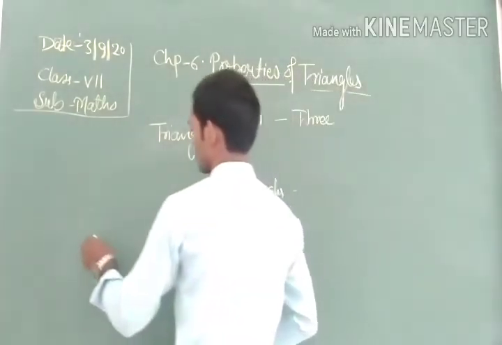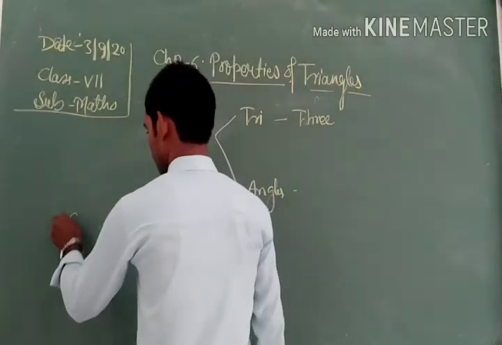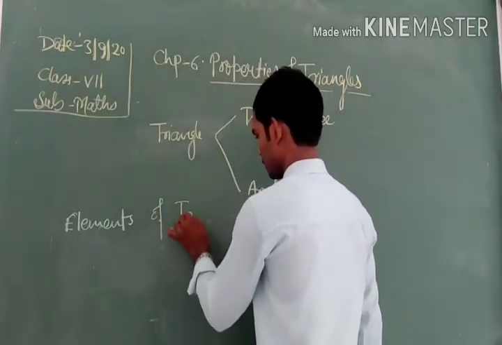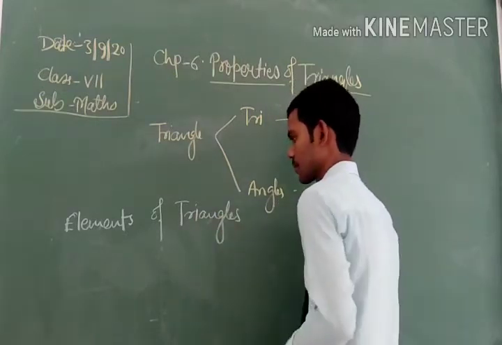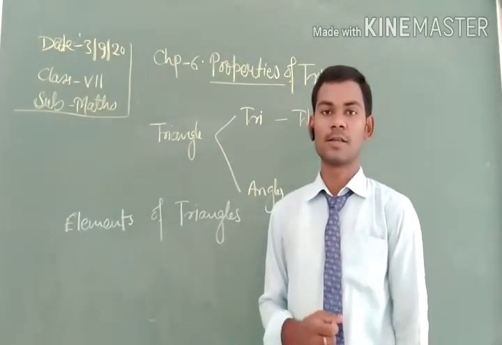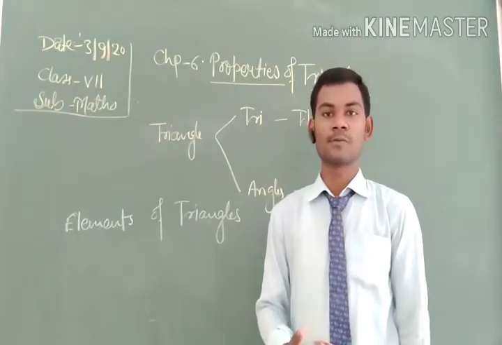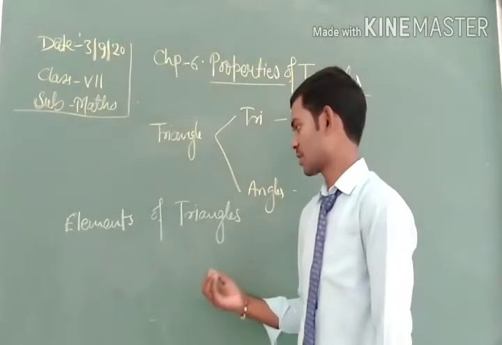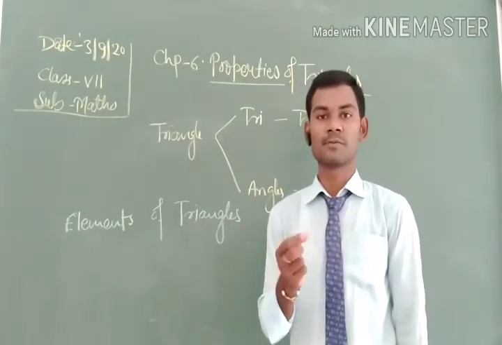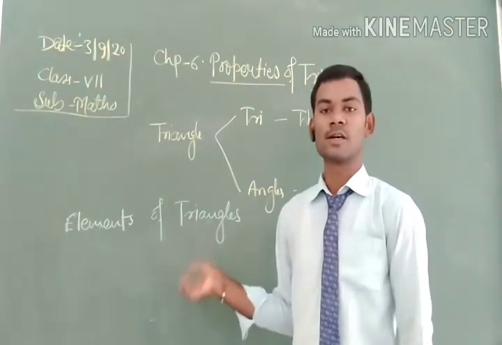And today we have to know about the elements of a triangle. Elements of a triangle means triangle के तत्व, means किन किन चीजों से मिलकर ट्रायंगल बनता है. As you know that water is a compound, and the elements by which water is formed are hydrogen and oxygen. In the same way, a triangle is also like a compound which is formed by various elements. An element is a pure substance, and two or more elements get together to form a compound. Similarly, a triangle also has its elements. So let us see what its elements are.